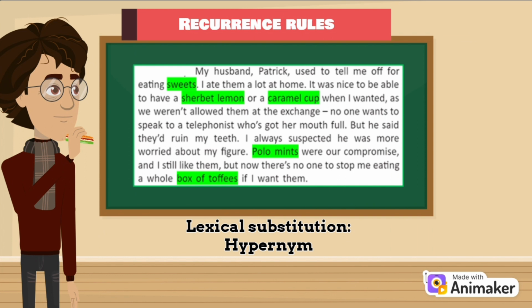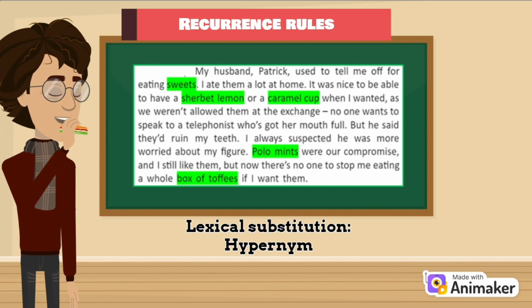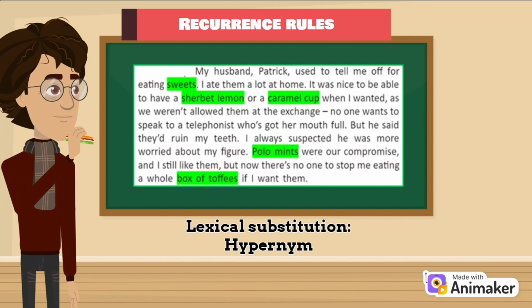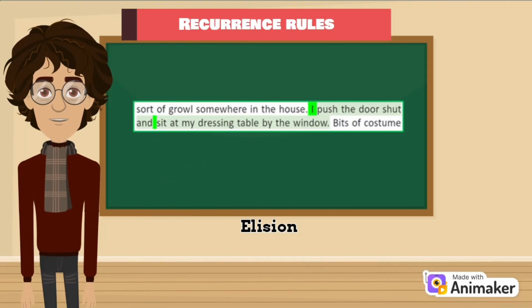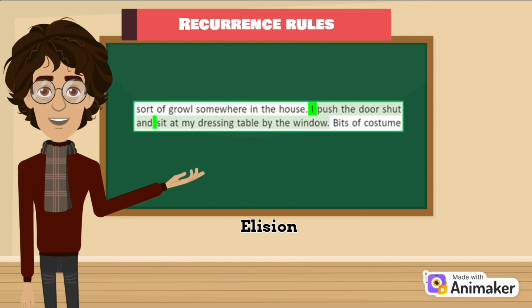Then we have a lexical substitution, or substitution of one element for another. In this case, it talks about sweets such as sherbet lemon, caramel cup, polo mints, or box of toffees. The first term is an umbrella term, or a hypernym. Elision is a rule where an already mentioned subject is then omitted. "I push the door shut and sit at my dressing table by the window."